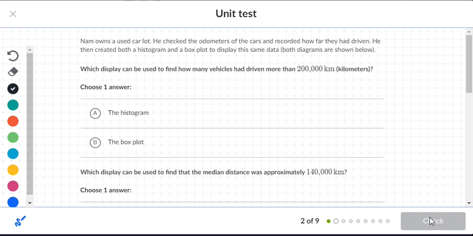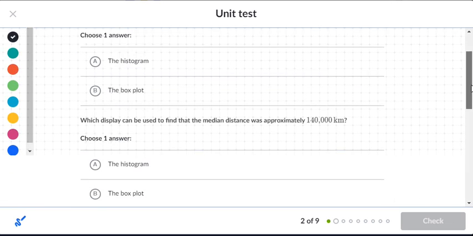Nam owns a used car lot. He checked the odometer of the cars and recorded how far they have driven. He then created both a histogram and a box plot to display the same type of data. So which display could be used to find how many vehicles had driven more than 200,000 kilometers?